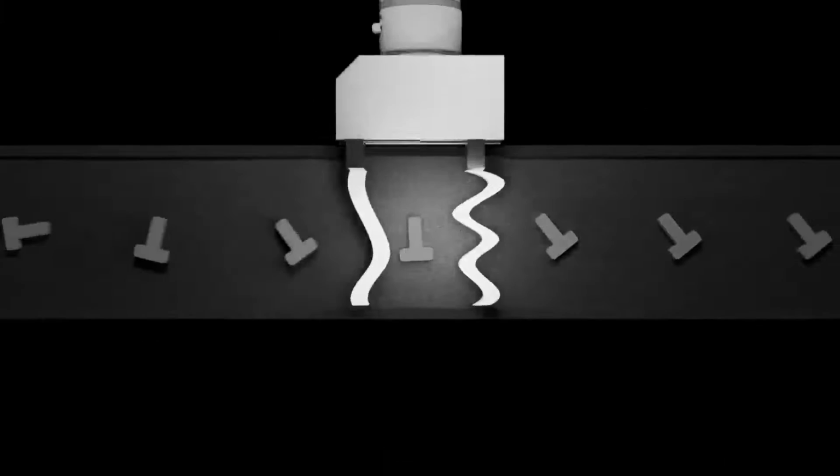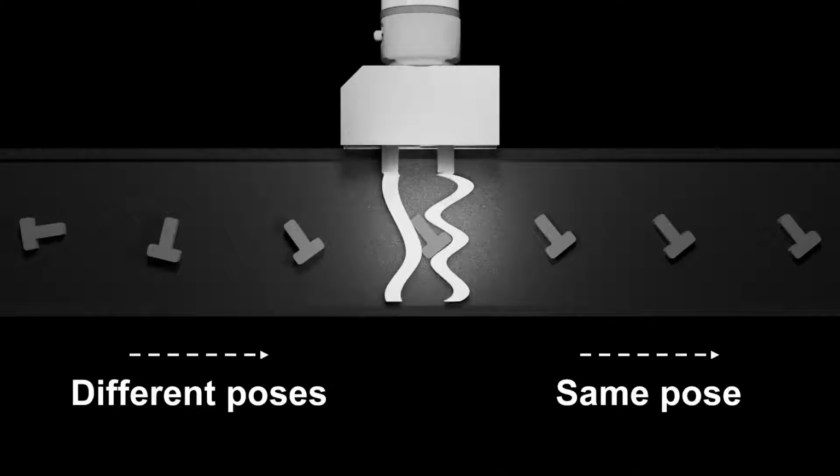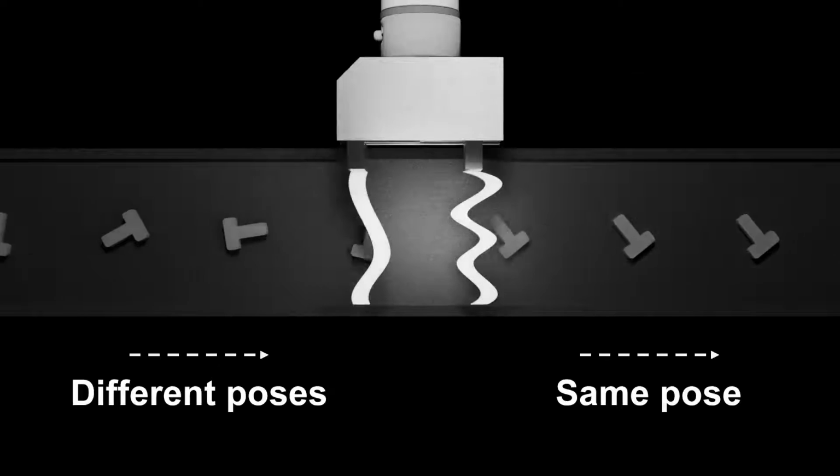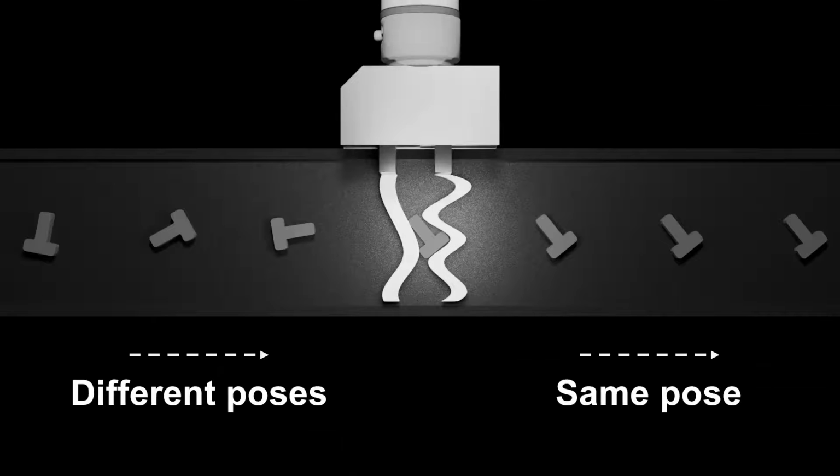As you can imagine, this manipulator can be quite useful in assembly lines. When objects are fed in with different poses, we can automatically align them to the same pose. Then the following robot can just blindly manipulate the object.